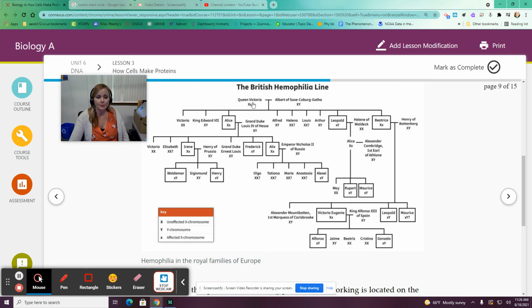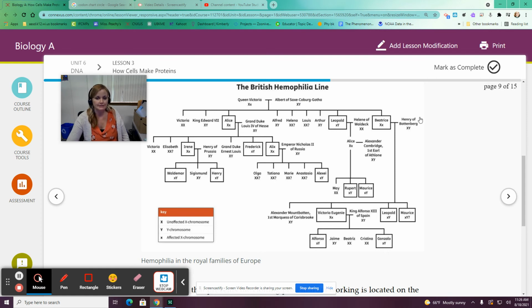So we start off with Queen Victoria. She's where this all begins. Queen Victoria is a carrier of hemophilia. She has two X alleles, but she has a dominant and a recessive. So she will not display the trait of hemophilia, but she still has the gene for it. She's just silently carrying it. She marries Albert of Saxe-Coburg-Gotha, and he is unaffected. He doesn't have anything there, right?